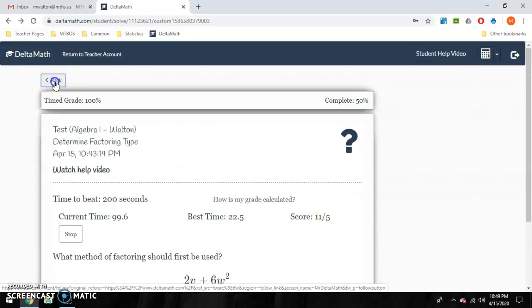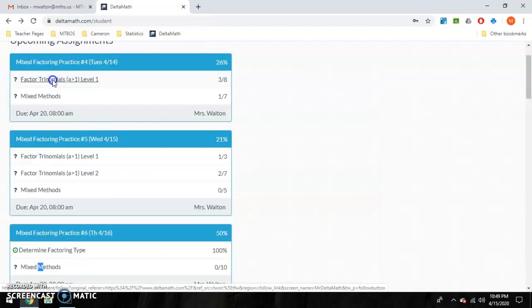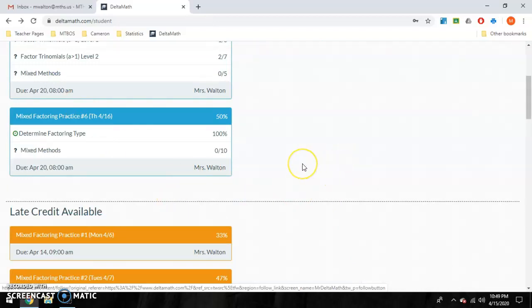That is reasonable. So once you're done with that, you do have the mixed factoring methods, which compares all of those, and then we will have a short quiz tomorrow.